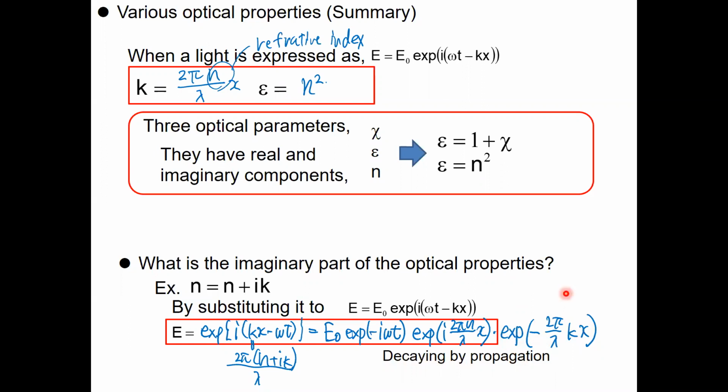So similarly, there's some squared term, so it's a little bit not intuitive, but there's some relation: this imaginary part is mainly due to the decaying term, or in this case, the light absorption. So if you have some light absorption, you have an imaginary part of the refractive index.